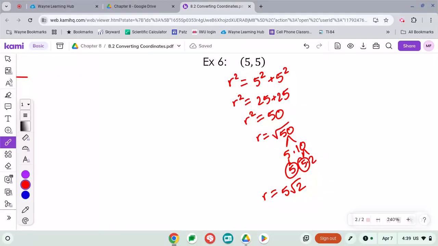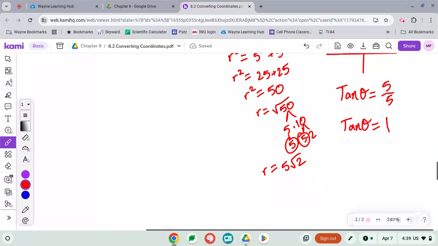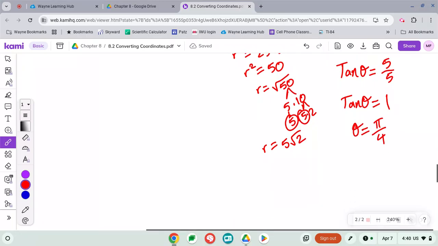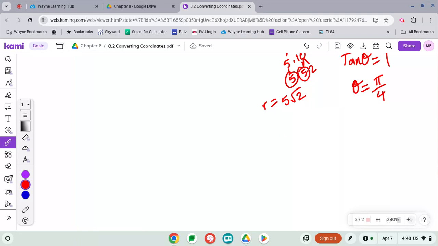Okay, so now we need to also find our theta value. So once again, let's think about this. Which quadrant? So 5, 5, that's somewhere in quadrant 1. We are wondering where is the tangent of theta? 5 divided by 5 is just 1. So where is the tangent of theta equal to 1? And that occurs at pi over 4. So to write this as polar coordinates, we would put 5 root 2 and then pi over 4 for your theta value. And we are done.